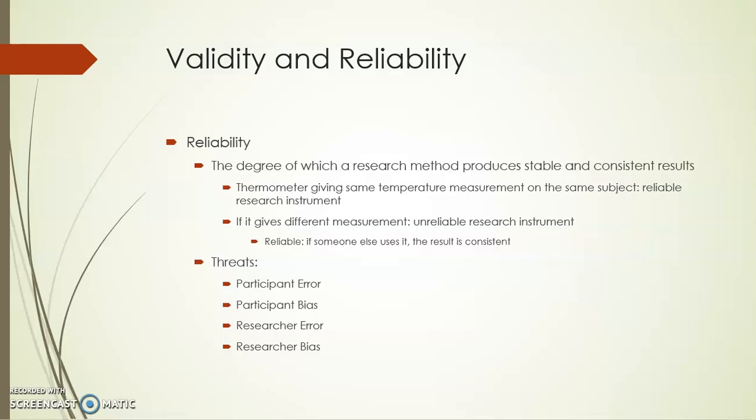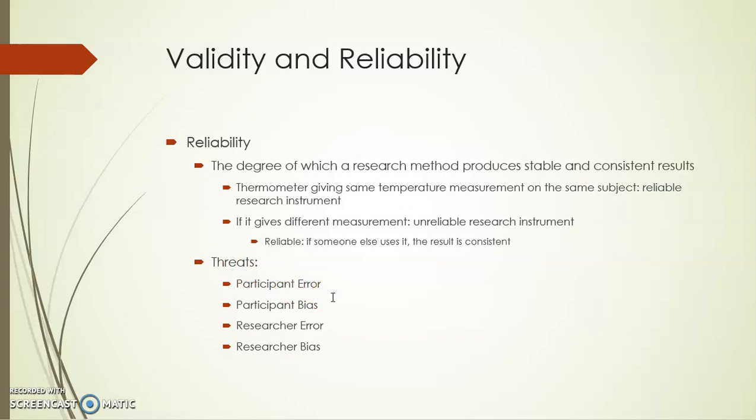Okay, another example that we can look at is a thermometer. A thermometer giving the same temperature measurement on the same subject is a reliable research instrument. If it gives a different measurement, then it becomes an unreliable research instrument. Right? So it's reliable if someone else uses it, the result is consistent. Right? So these are some. This is not in your book actually, so you can look at this on your own. Right?